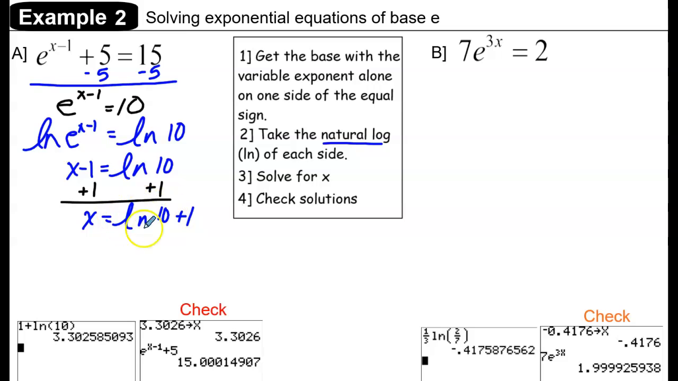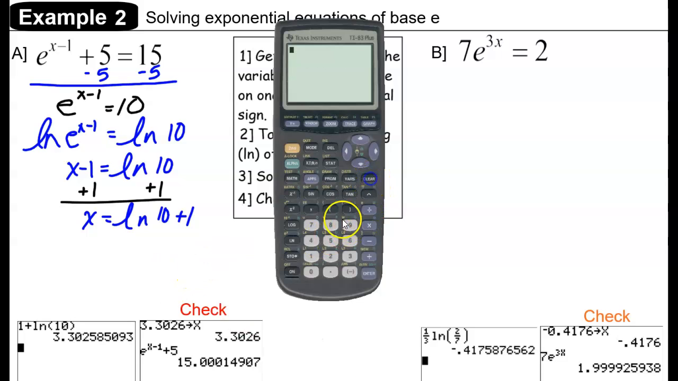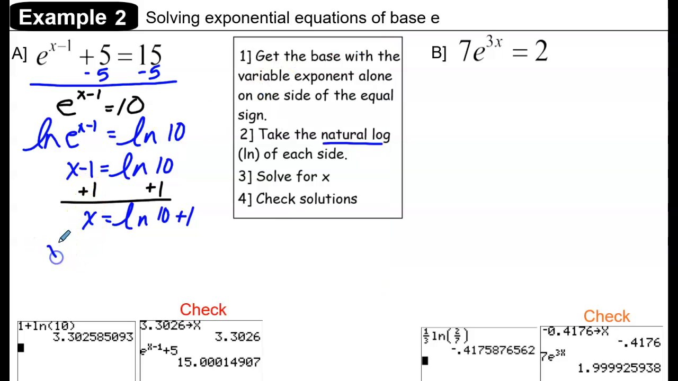And the natural log of 10 is a function on the calculator. So remember, these are not like terms. You cannot combine the 10 and the 1. So we're going to put that in the calculator to get a decimal approximation. Natural log of 10, close the parentheses, and then add 1. And we're going to round that to 4 decimal places to get x is approximately 3.3026. Because the fourth place value was a 5, the fifth place value is an 8, and so we round that 5 up to a 6.